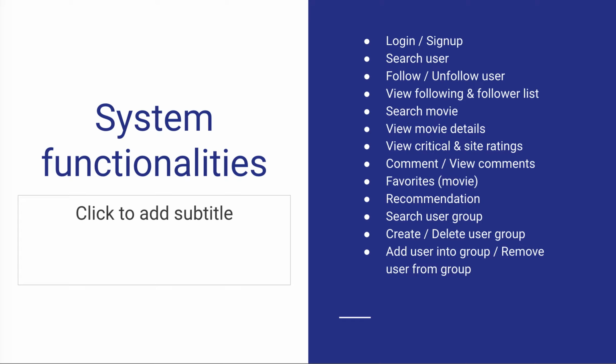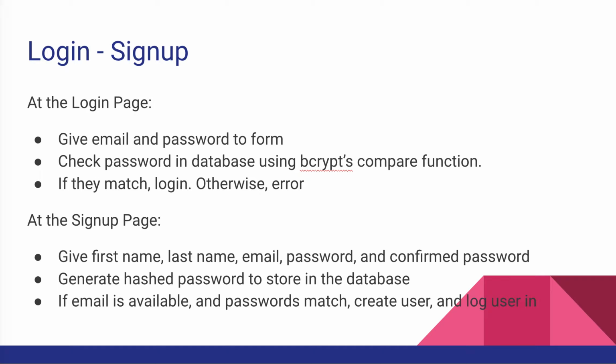Now we will introduce our system functionalities. When you first go to the site, you'll be taken to a login page, which will ask you for an email and a password. When you give the email and the password, it will check the database to see if the email matches a user in the database, and then it will use bcrypt's compare function to compare the password that you gave it to the hashed password for that user. If those two things match, then you'll be logged in, otherwise it'll error out.